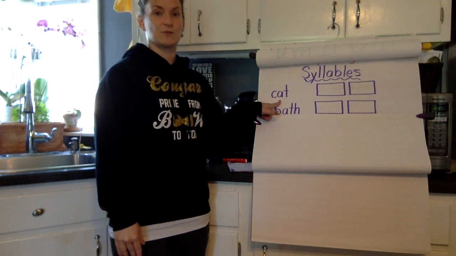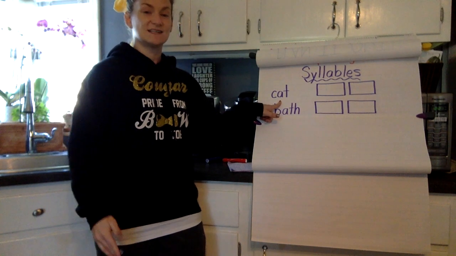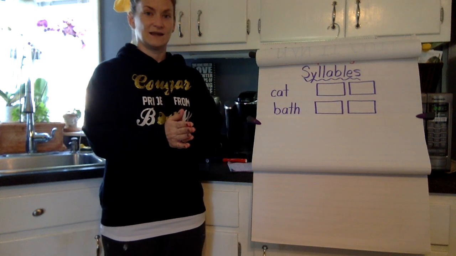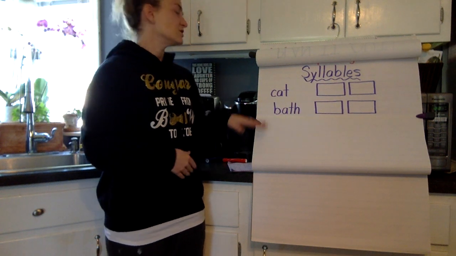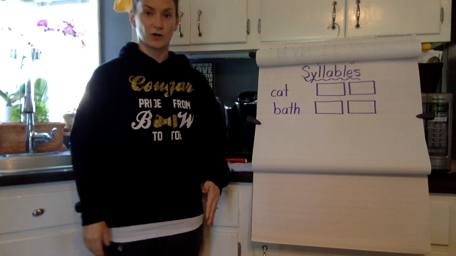So take this word for example. This is the word cat. I'm going to say it and I'm going to clap. Cat. And I clap my hands 1 time. So cat is a 1-syllable word.